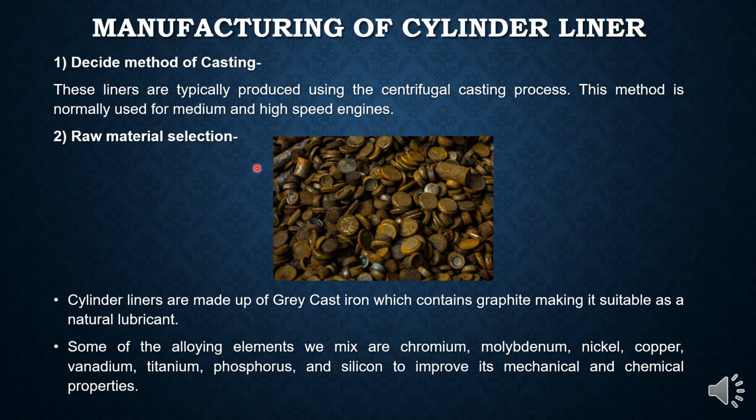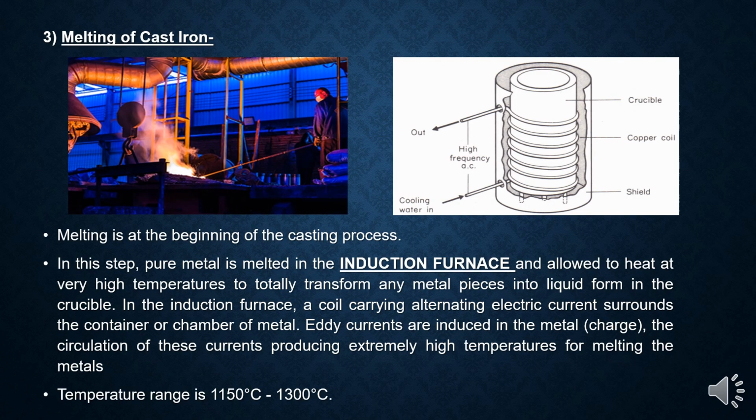Second step is raw material selection. Cylinder liners are generally made up of grey cast iron, which contains graphite, making it suitable as a natural lubricant. Some of the alloying elements we mix are chromium, molybdenum, nickel, copper, vanadium, titanium, phosphorus, and silicon to improve its mechanical as well as chemical properties. So these are some alloying elements added with the cast iron to improve the mechanical and chemical properties of the cylinder liner.